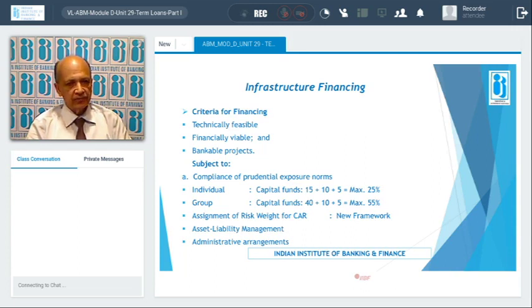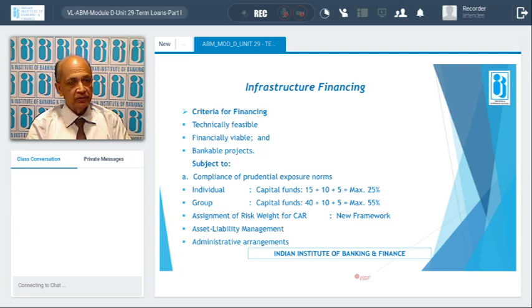As regards the group, it is 40. It should not exceed 40% of the capital funds. For infrastructure, banks can additionally give 10%. So 40 plus 10, making it 50. Then, same as for the individual, 5% extra can be considered in exceptional cases, duly approved by the board of directors of the respective bank. Then the maximum is 40 plus 10 plus 5, that is 55% of the capital funds.